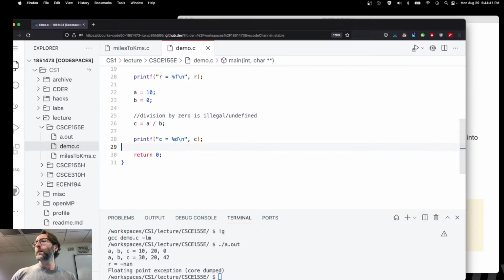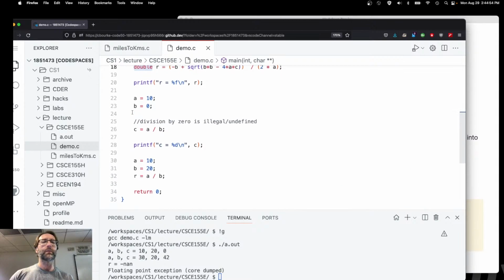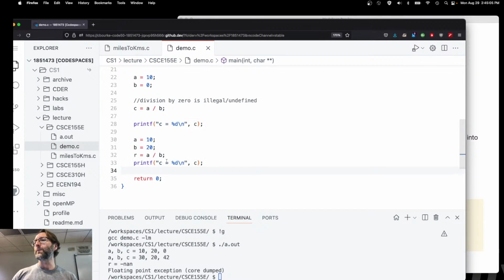Let me go ahead and set one more. A is equal to 10, B is equal to 20, and certainly double, I've already got R, so I'll go ahead and set that to be A divided by B. Remember that R was declared to be a double here, right? So 10 divided by 20, we all know what that is. 1/2, right? 0.5, right? Let's see if it actually comes out to be 0.5. Now, R here is a floating point number, so the placeholder is F for float.